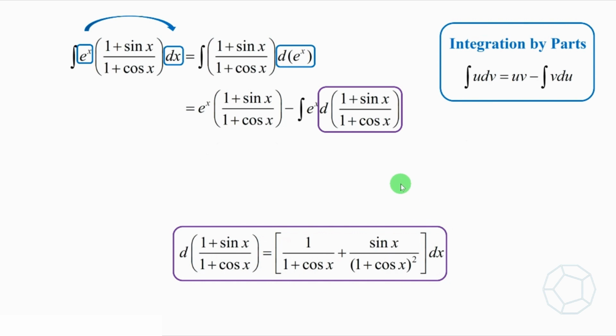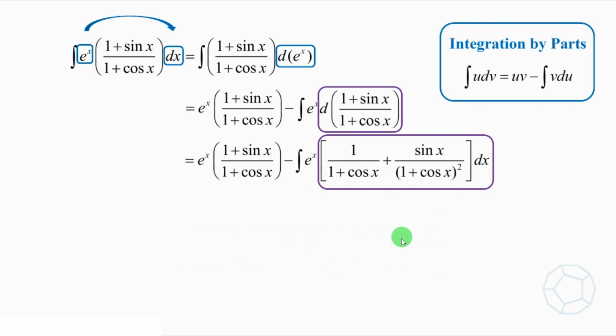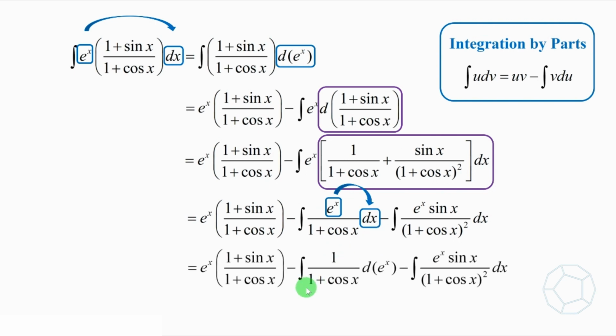Let's put the result into the integral like this. Now, we can separate it into two integrals at the back. What can we do next? Well, let's do integration by parts one more time. The first integral is simpler. Let's go ahead with this one. We absorb e to the power of x into the differential. Then the integral is in the form integrate u dv, where u is equal to 1 over 1 plus cosine x, and v is equal to e to the power of x.